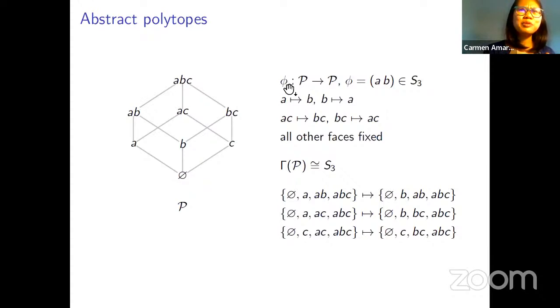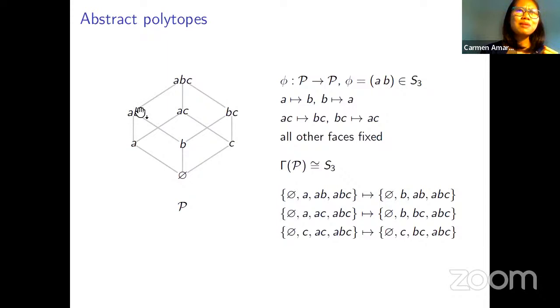Kunin natin yung permutation phi of the face set which swaps the vertices A and B. So this sends A to B and B to A. Now what happens to our edge AC? Yung edge AC ay mapupunta sa edge BC, and then yung edge BC becomes the edge AC. That's what happens when A and B are swapped.